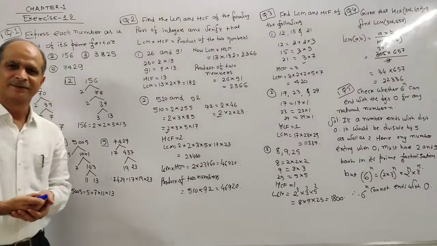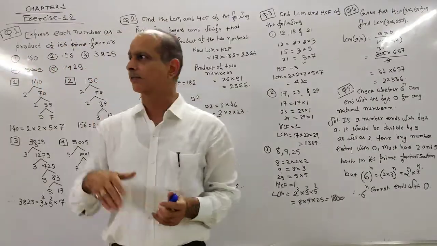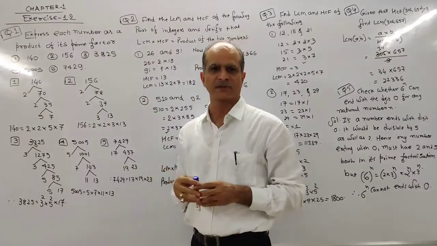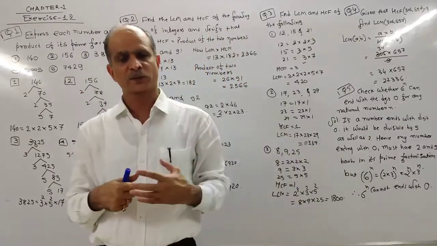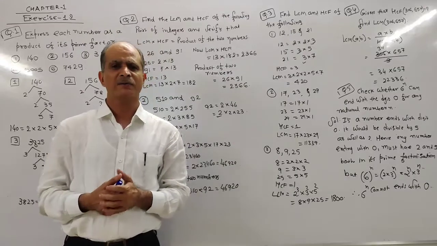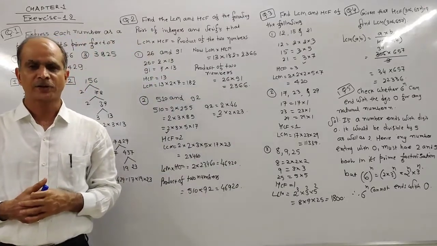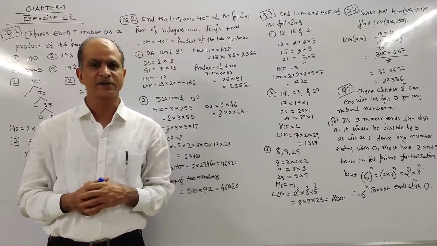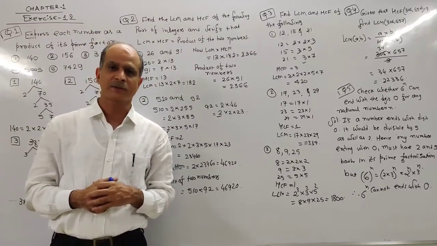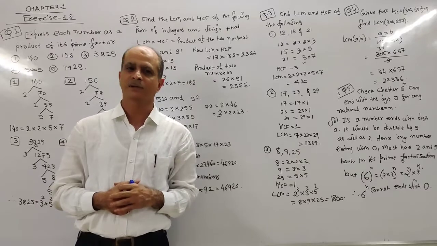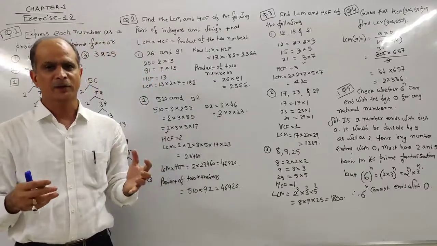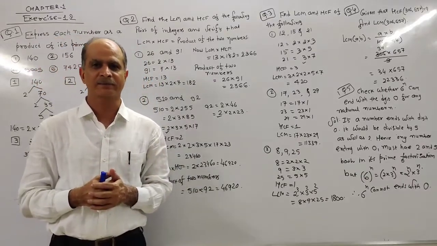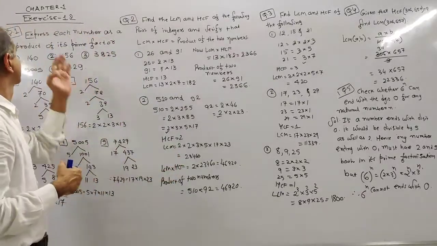Welcome back to chapter number 1, real numbers. In first period, we have discussed natural numbers, whole numbers, the set of integers, rational numbers, and irrational numbers, and the union of rational and irrational numbers is known as real numbers.